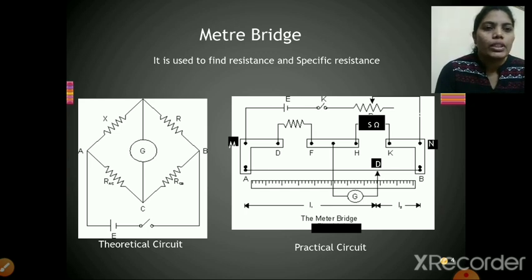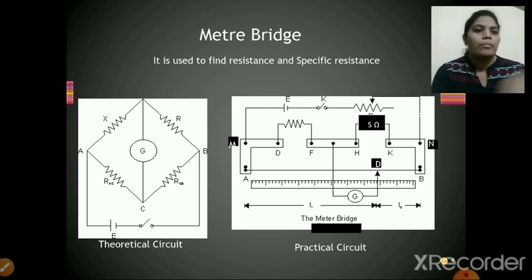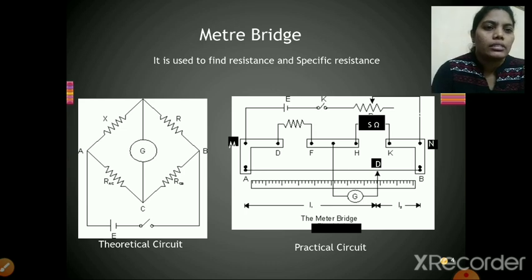Now you can see, as it is like a Wheatstone bridge, where we have A, B, C, D. AB is connected with the EMF and CD is connected with the galvanometer. Similarly, in the practical circuit, AB is connected with the battery, and the C and D points are connected with the galvanometer.